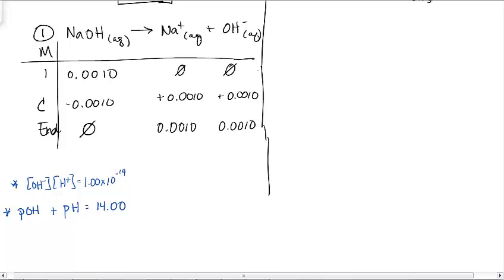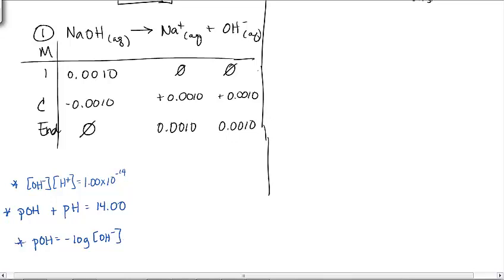I know what pH is. It's the negative log of the hydrogen ion concentration. What is pOH? Yeah, so pOH is the negative log of the OH minus ion. And there's a relationship between pH and pOH.